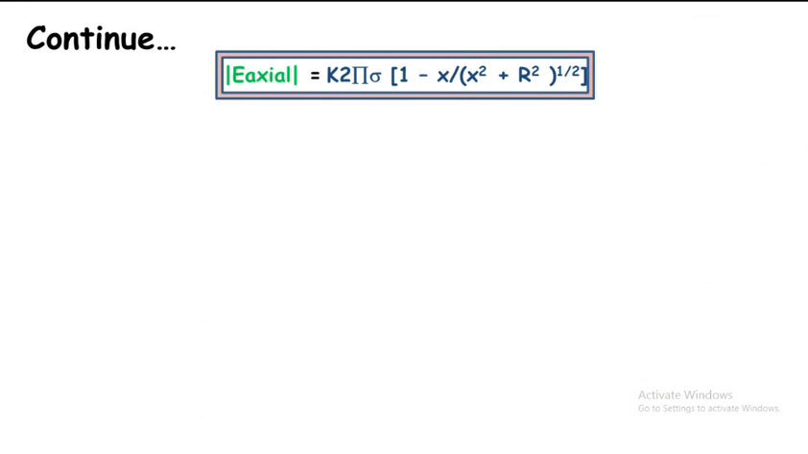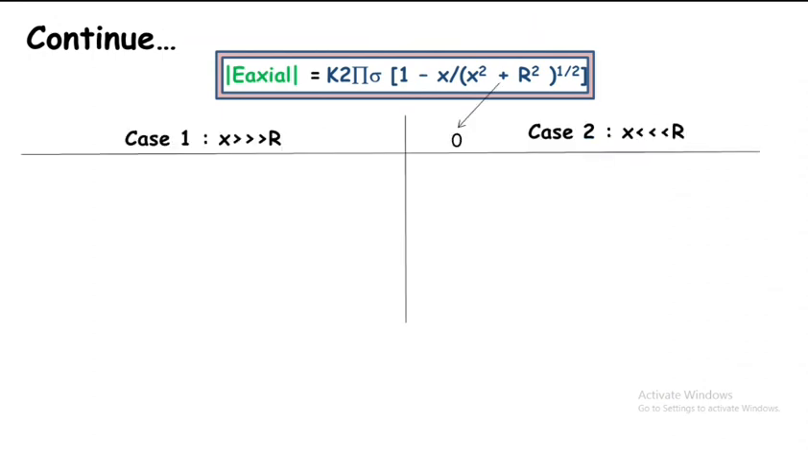In our previous slide we ended up with this equation. Now we will do two cases related to this equation, when x is greater than r and when x is smaller than r. When x is very small than r, then we can approximate this term as 0, since x divided by x square plus r square to the power 1 by 2, something in numerator divided by something larger in denominator, is tending to 0. First we will do case 1, which is x is greater than r.